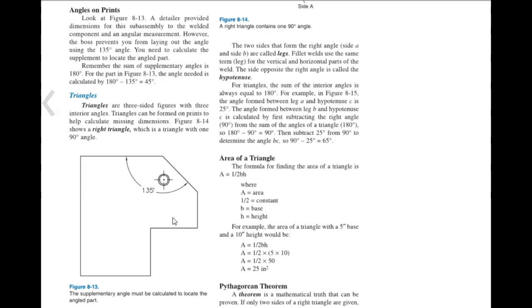For triangles, the sum of the interior angles is always equal to 180 degrees. For example, in figure 8-15, the angle formed between leg A and the hypotenuse C is 25 degrees. The angle formed between leg B and the hypotenuse C is calculated by first subtracting the right angle, 90 degrees, from the sum of the angles of a triangle, 180 degrees. So 180 minus 90 equals 90 degrees. Then subtract 25 degrees from 90 to determine the angle BC. So 90 degrees minus 25 equals 65.